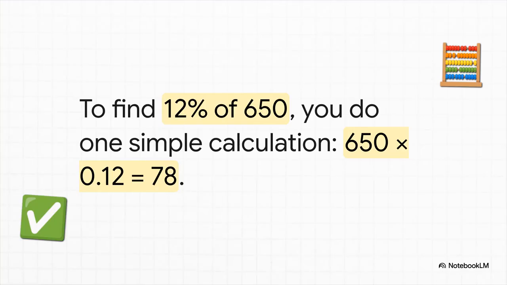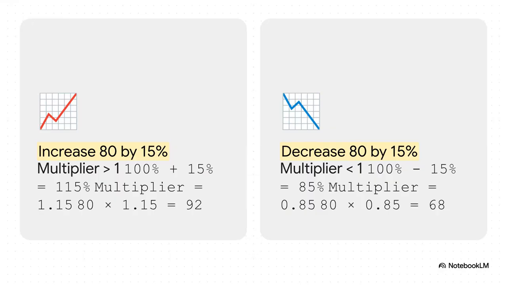So forget that whole multi-step method. You want to find 12% of 650? Just multiply 650 by the multiplier, 0.12. Boom! One step in your calculator and you've got the answer, 78. It's clean, it's fast, and it's perfect every time. So what about increasing or decreasing a number? Well, the logic holds up perfectly. To increase by 15%, what you're really doing is finding 115% of the original. So your multiplier is 1.15. To decrease by 15%, you just want the 85% that's left over, so your multiplier is 0.85.